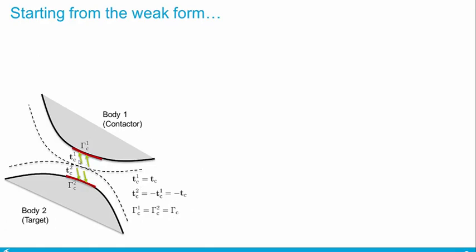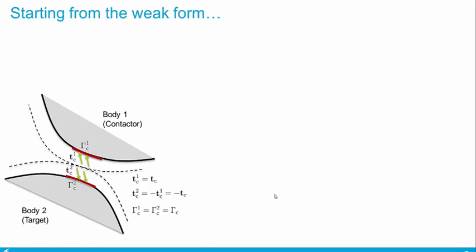And T1c is the pressure applied on the top surface, and T2c is the pressure applied on the bottom surface. So for equilibrium, they need to be the same in amplitude and opposite in direction. And let's denote Tc to represent T1c, and then T2c would naturally be minus Tc.